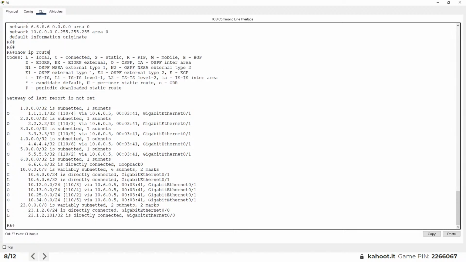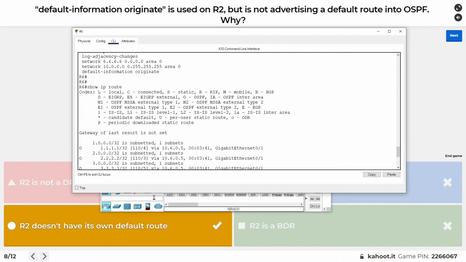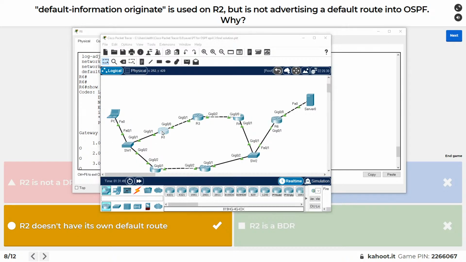But if we wanted to just prove this real quick, if we went back to our topology, let's go to R1.